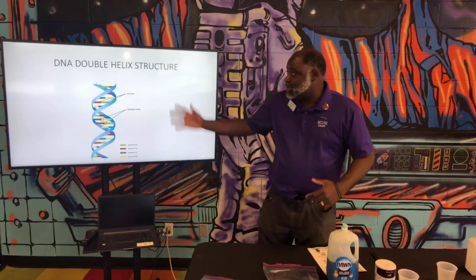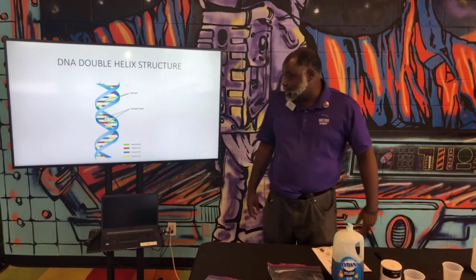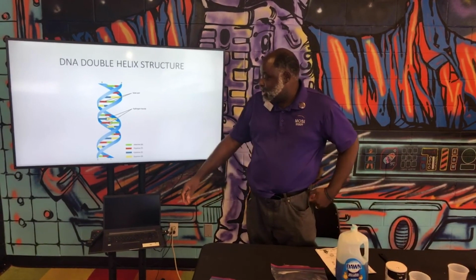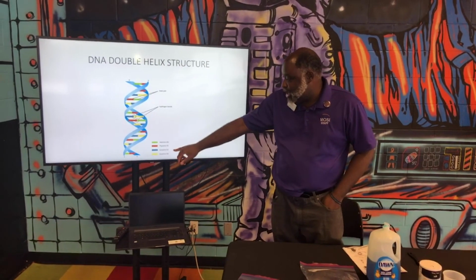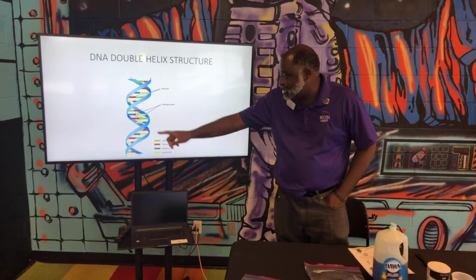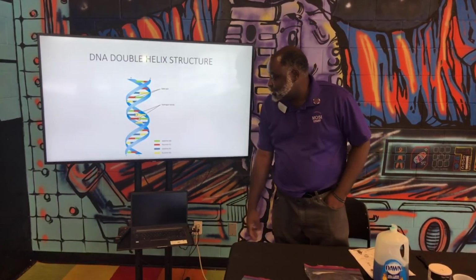All right? And so here we have our DNA double helix structure. If you can see, you have green and red, so that's A to T. And then C and G bonding together using those hydrogen bonds.